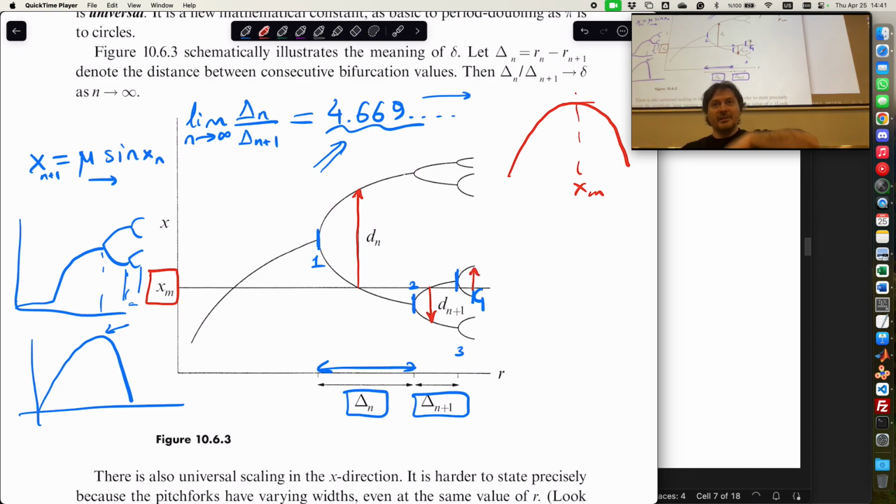But it also alternates and gets smaller and smaller. Now, if you do that one, dn plus 1 over dn, as n goes to infinity, you will get another universal constant, etc. Now we will derive these constants and we will try to understand what it is all about.